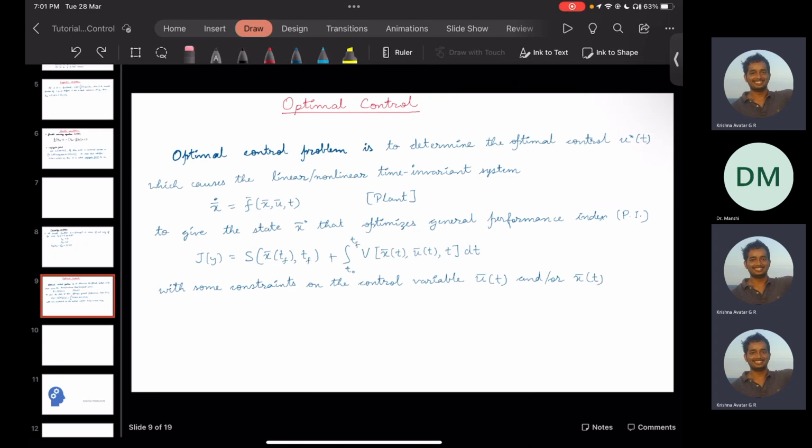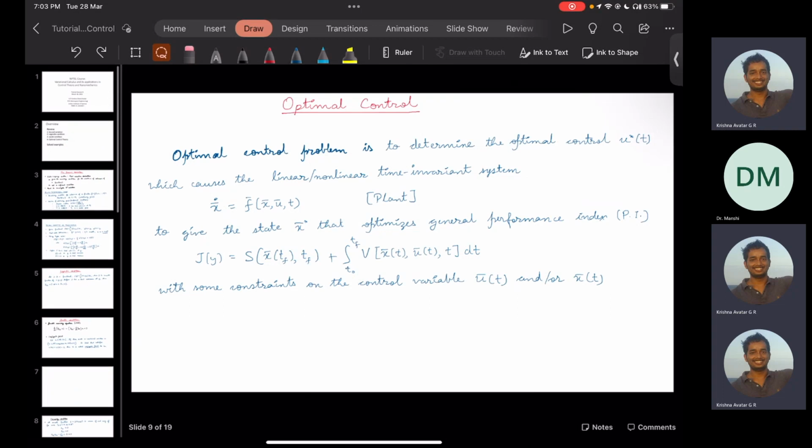So we have this general performance index equation, which is given by J of y equal to S(x(tf), tf), and tf, mind you, is the final time. So we have some final time term, and then something which has to be optimized over the entire time, with some constraints on the control variable u vector t and/or x vector t. Ideally, the problem is to determine the extremum of this functional subject to a system evolution constraint and also some constraints on the u vector and/or the state vector x vector. So this is what our optimal control problem is going to look like.